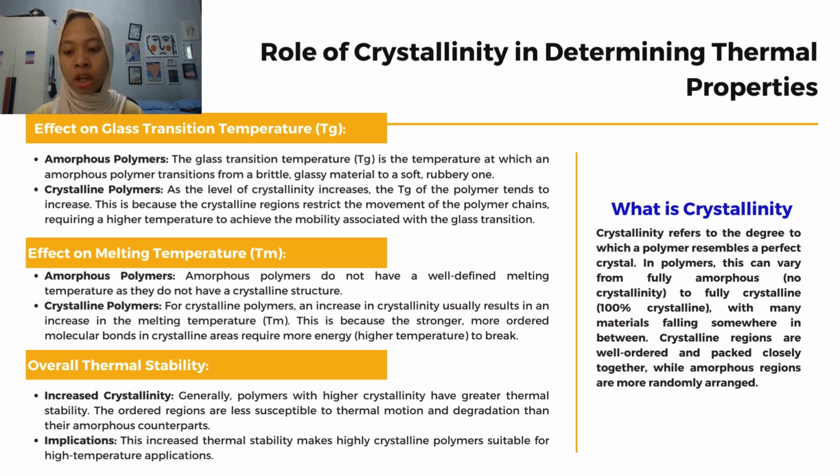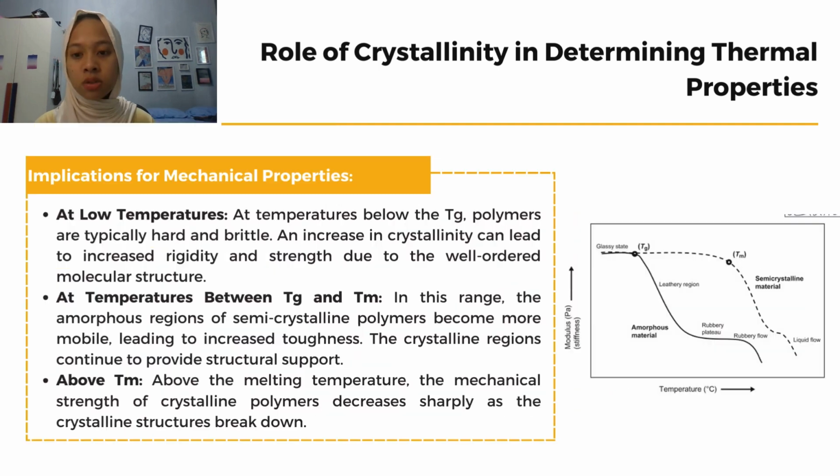For the implication, this increased thermal stability makes highly crystalline polymers suitable for high temperature applications. The implication for mechanical properties at low temperature, below the Tg, polymers are typically hard and brittle, and increased crystallinity can lead to increased rigidity and strength due to the well-ordered molecular structure.